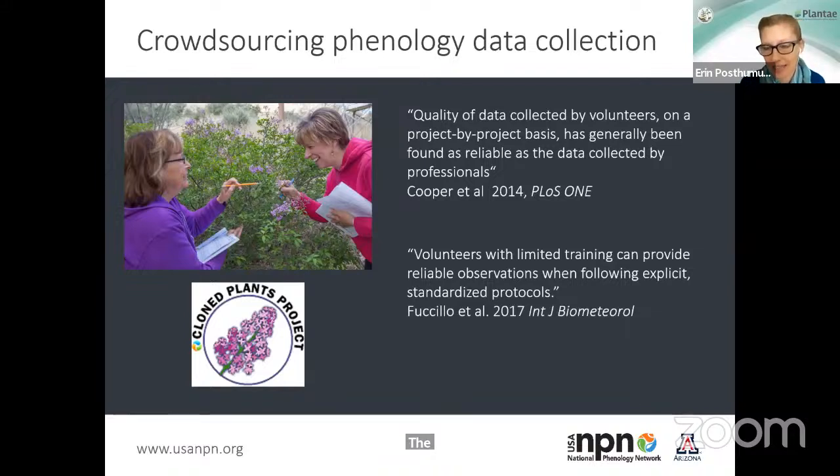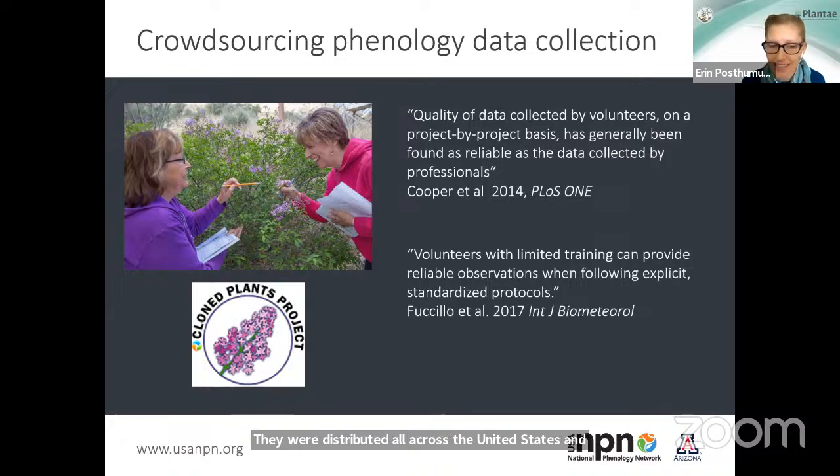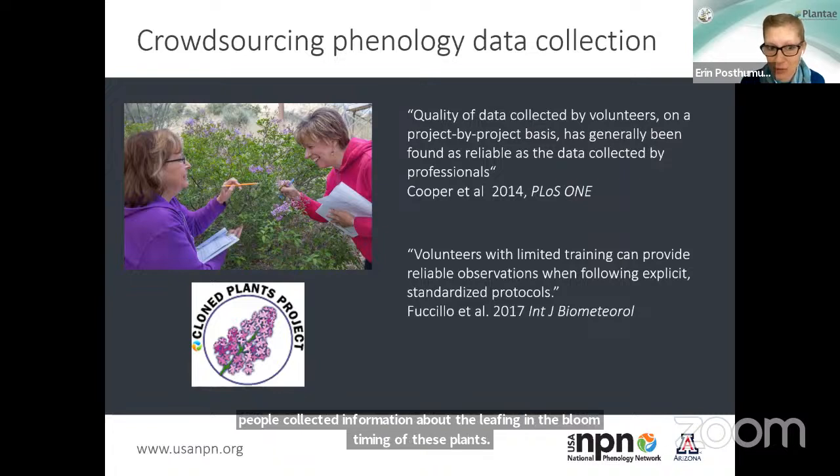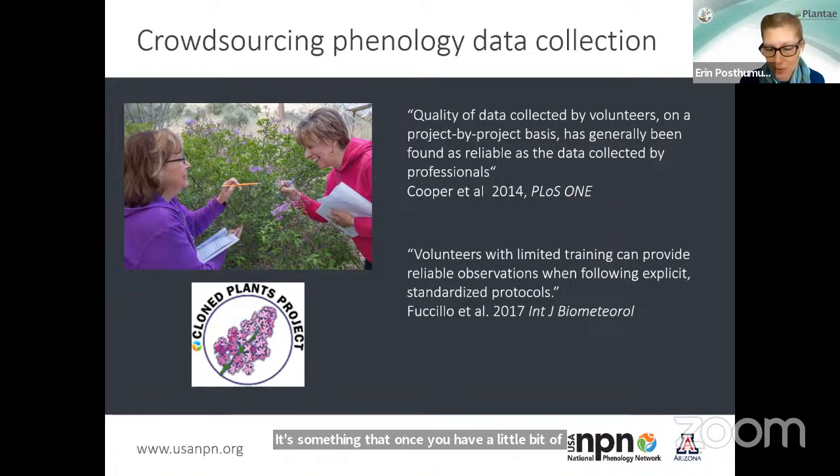This was an effort back in the 1950s to distribute cloned lilac plants. They were distributed all across the United States, and people collected information about the leafing and the bloom timing of these plants. It's something that once you have a little bit of training is really easy to observe. And it's really useful information when you have a geographic scale as big as the United States, hundreds of people all across the country. It's really useful to be able to have that large data set.